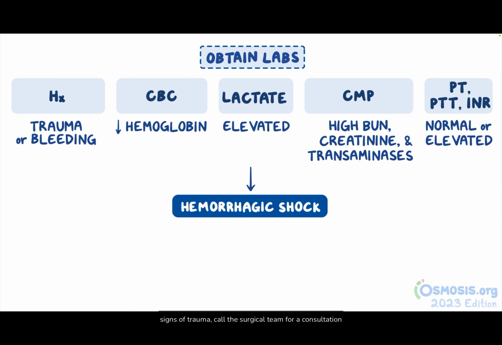So the next step is to assess the source of bleeding. In individuals that present with obvious external bleeding or signs of trauma, call the surgical team for a consultation and restore the lost blood volume with a transfusion of blood products, such as red blood cells and platelets. Also, keep in mind that individuals with coagulopathy might require fresh frozen plasma, or FFP for short.